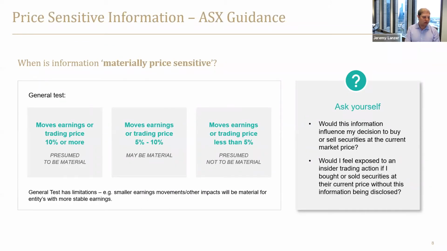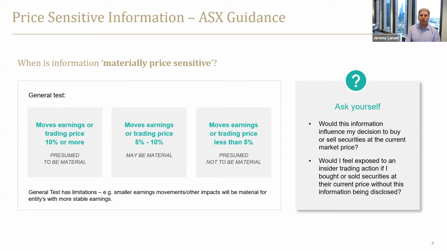But at a general level, what is considered materially price sensitive is where the information is going to move earnings or price by 10% or more. So the general rule is, if it's less than 5%, the starting position is it's probably not material for this purpose. If it's 10% or more, the starting position is it probably is material. And then there's obviously the very large grey area between the two. That's really the way in which you need to think about this when you're looking at these issues.